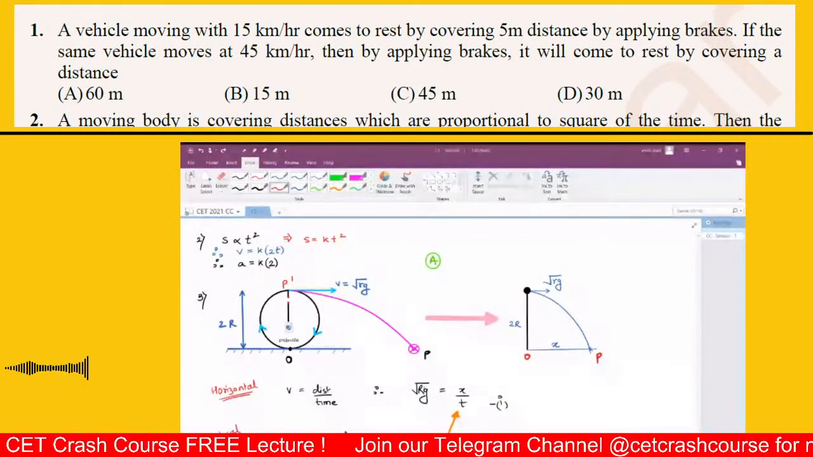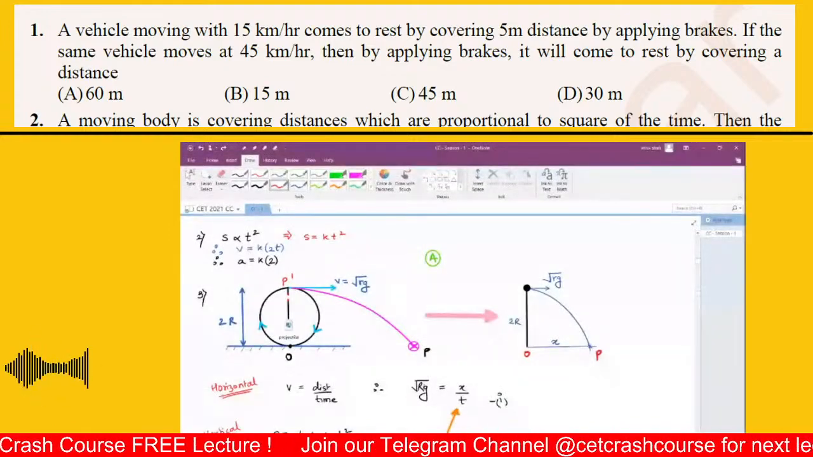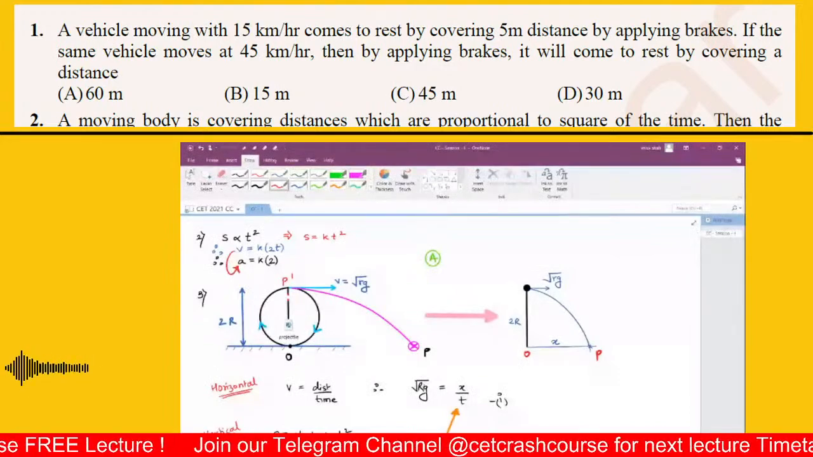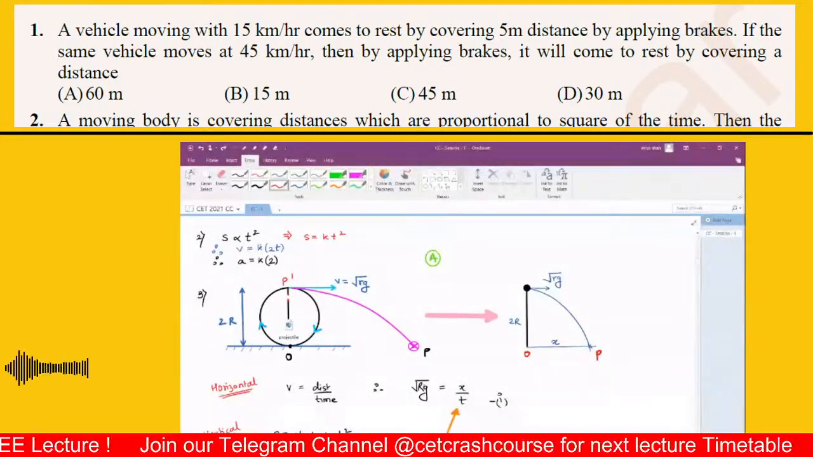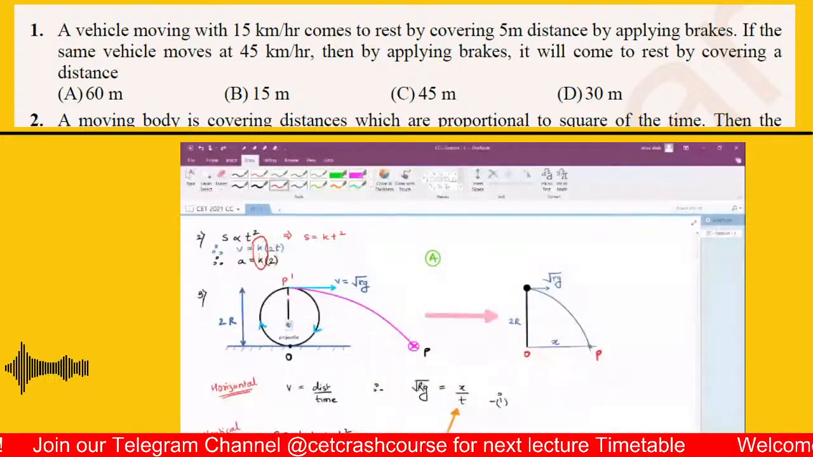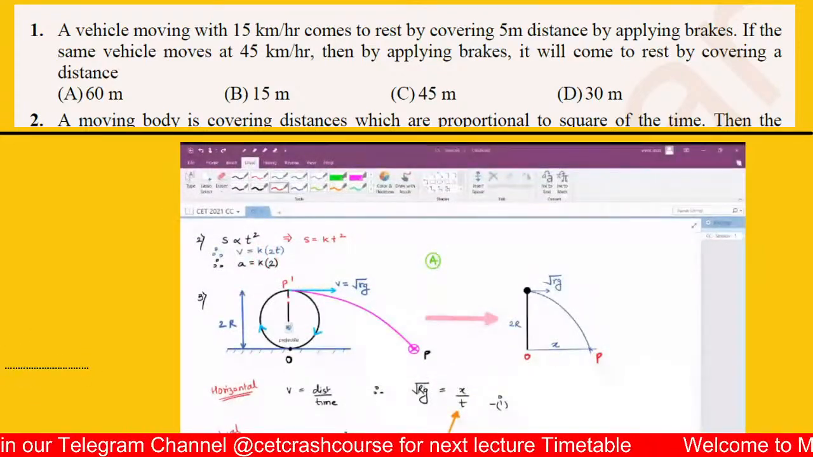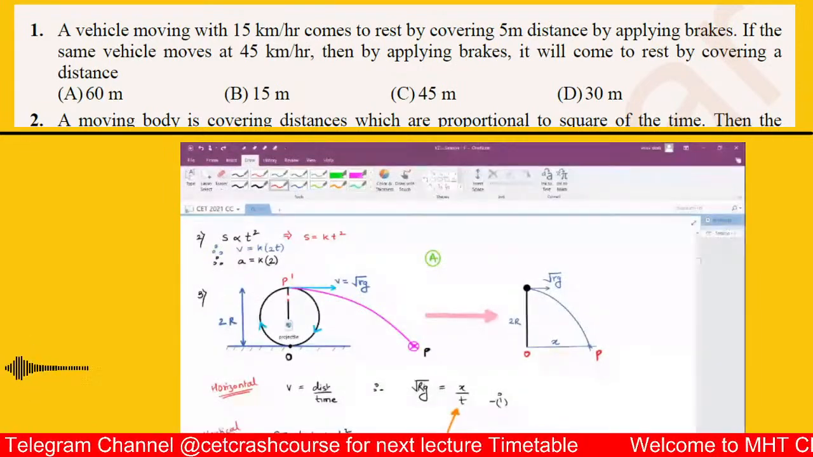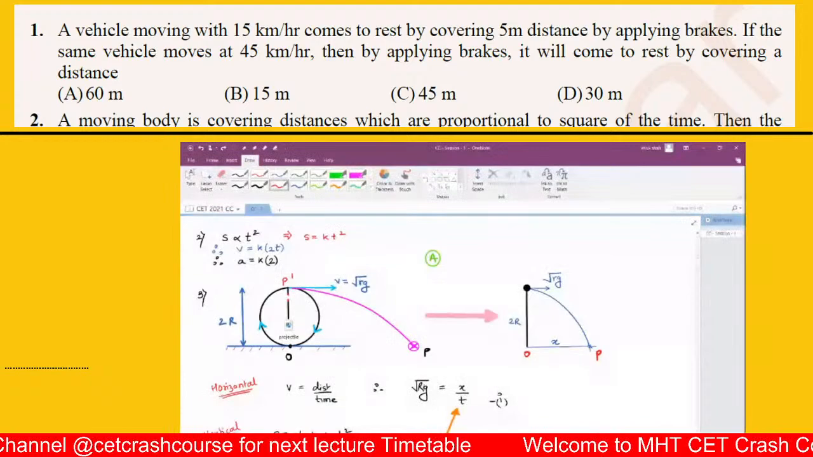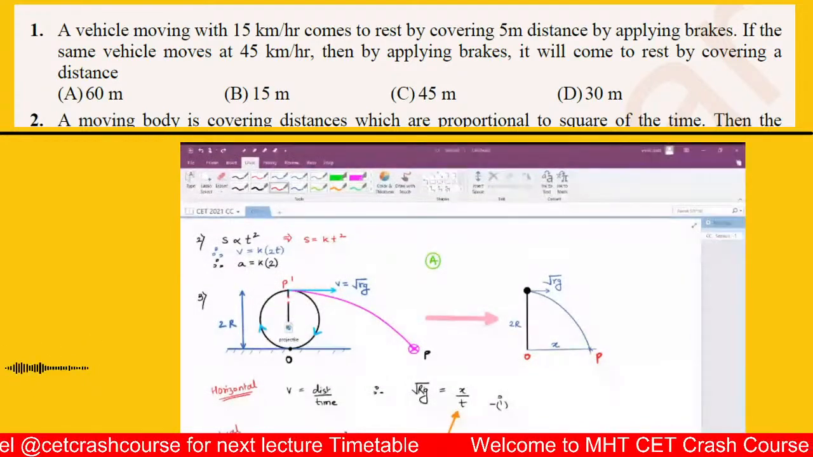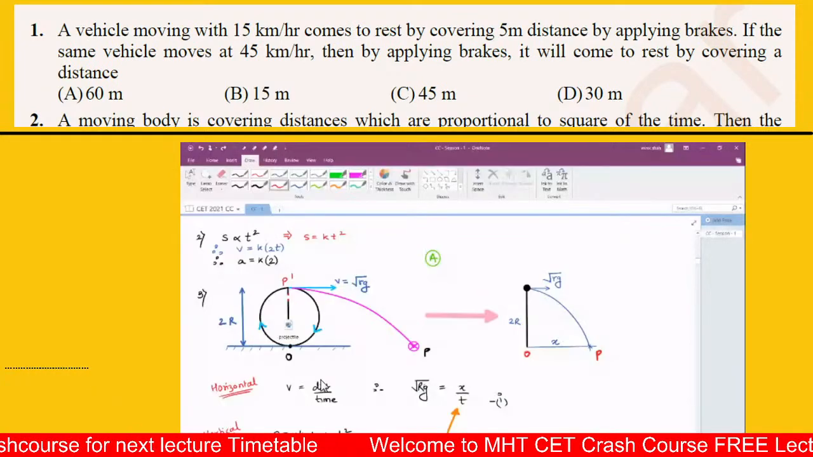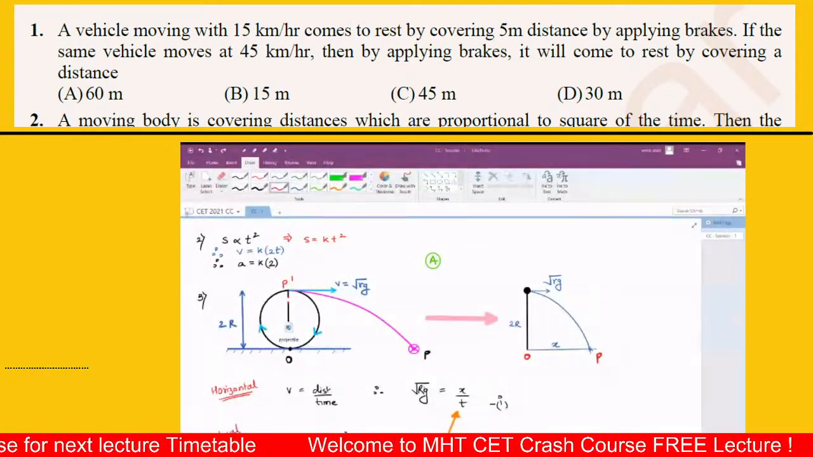And in order to get acceleration, find the derivative one more time. So when you find the derivative one more time, k is a constant, remains as it is. 2 is a constant, remains as it is. And the derivative of t with respect to time is 1. Is that clear, everyone? So this was the second question.